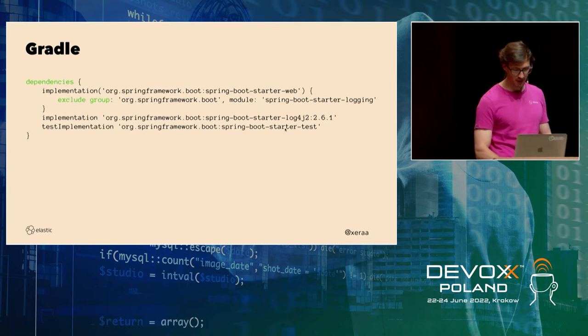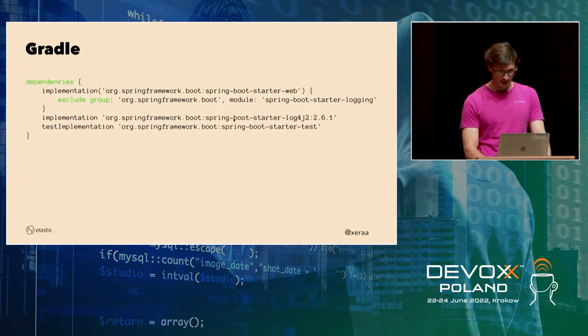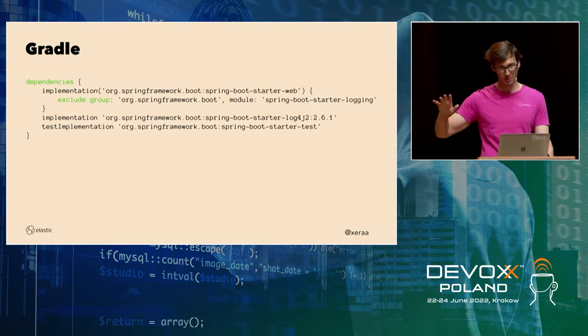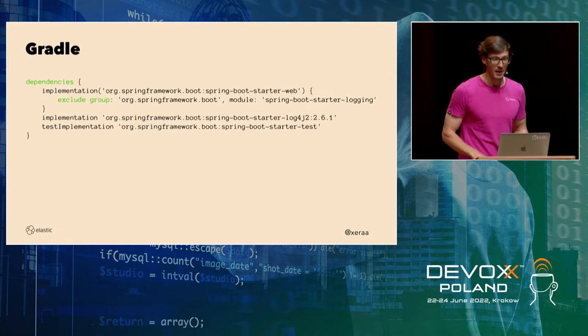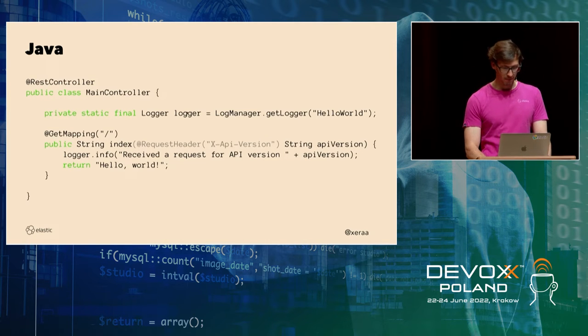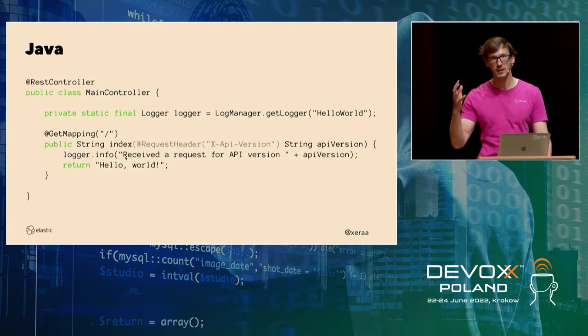But in this implementation, they added the Log4j Spring Boot starter. So this one switched explicitly to Log4j2 to actually be vulnerable. Otherwise, your Spring Boot applications would not be vulnerable, at least from Spring Boot itself. And the only thing happening in the code here is we have our Hello World logger, and we are, for example, logging that HTTP header X-Api-Version and adding that to a log statement. That is really all that is needed for that attack.